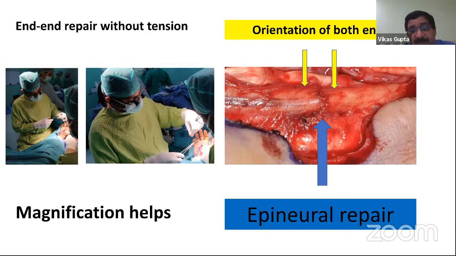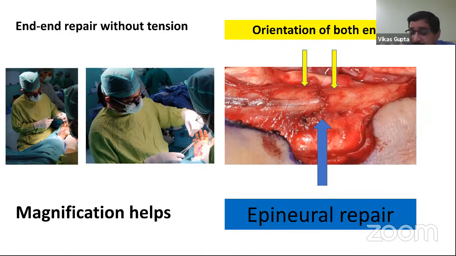Because it was a relatively fresh case, an end-to-end repair without tension could be done. Here we are showing that magnification helps, and an epineural repair was done. This is also how we keep our orientation, so that there is no twisting. So coaptation between the nerve fibers is good.